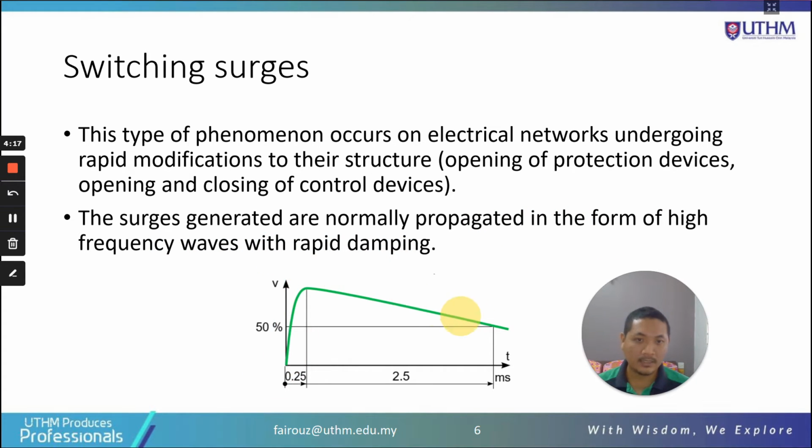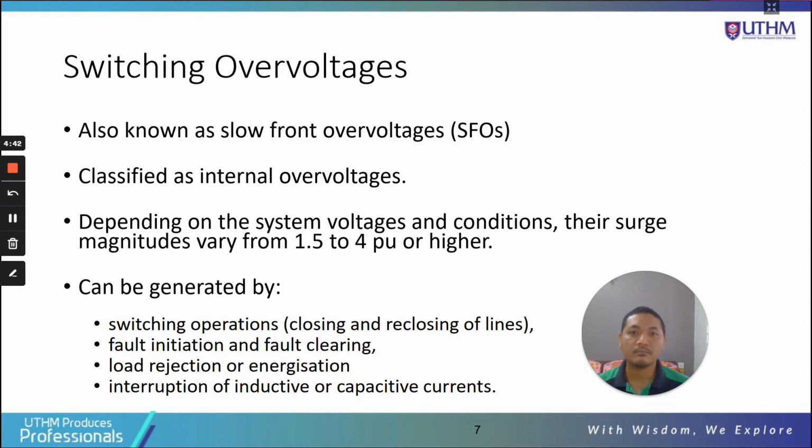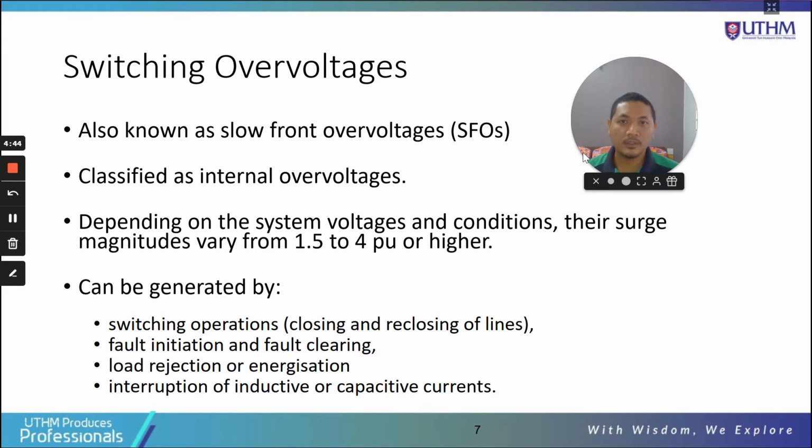However, if we look at the front waveform, okay, 0.25 millisecond, 2.5 millisecond, or 250 microseconds, 2500 microseconds. So the front time and the decay time, right? Switching overvoltages, also known as slow front overvoltages, are a bit slow compared to impulse. Impulse is fast front.